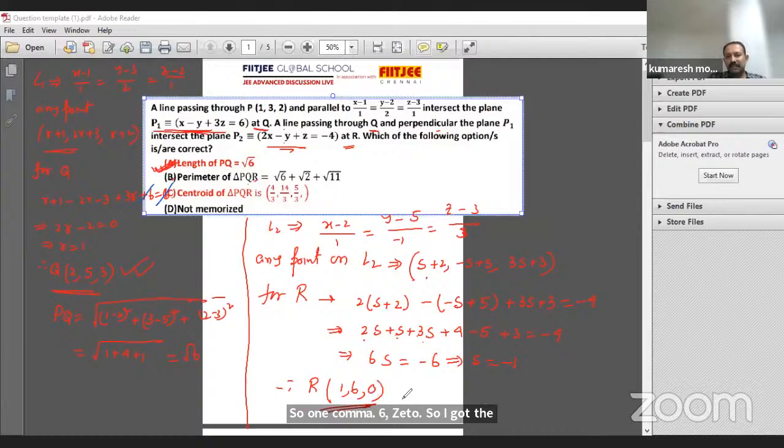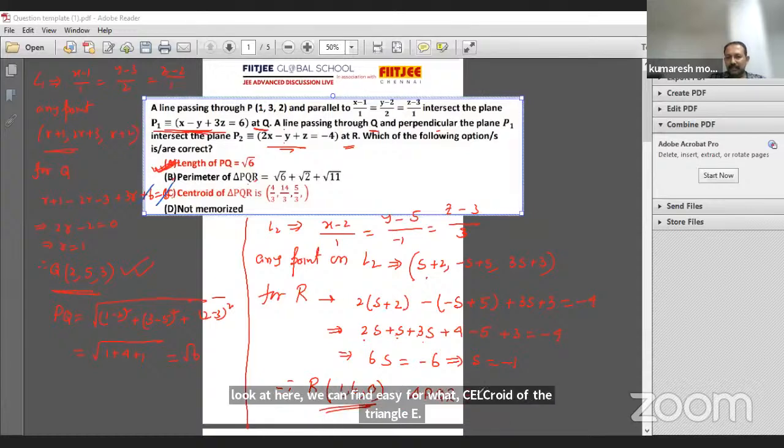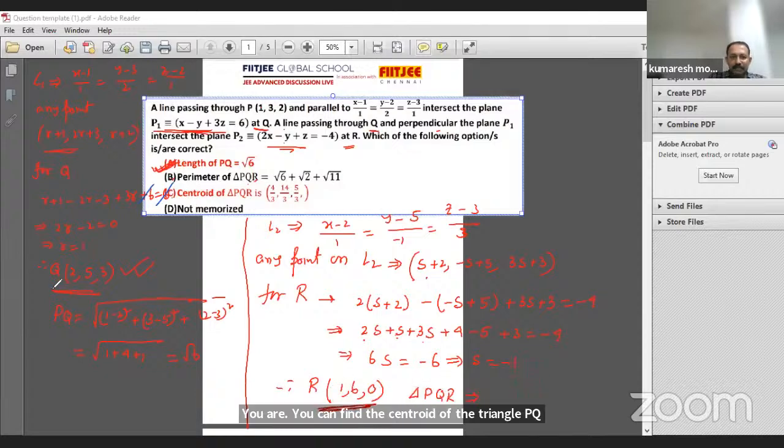So if you look here, you can easily find the centroid of the triangle PQR. We got the point R, this is the point Q, and as per the given condition, point P is 1, 3, 2. So the centroid will be equal to X1 plus X2 plus X3 by 3, Y1 plus Y2 plus Y3 by 3, and Z1 plus Z2 plus Z3 by 3.